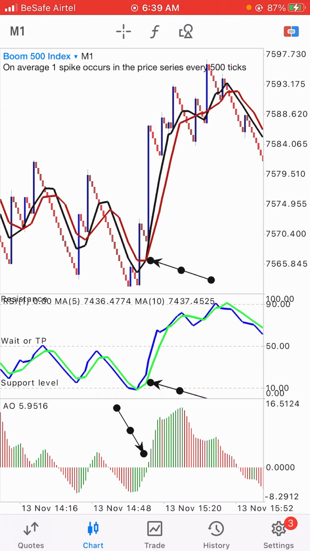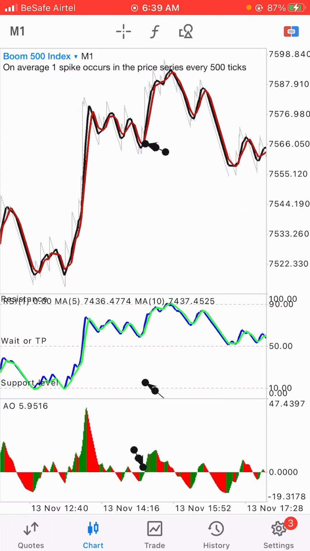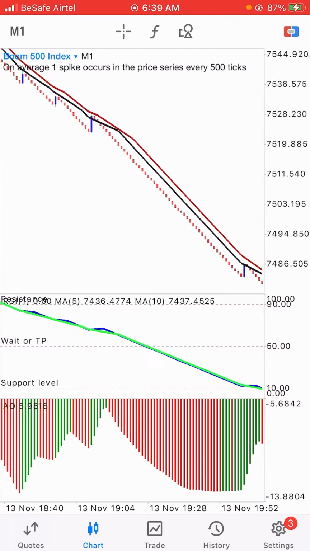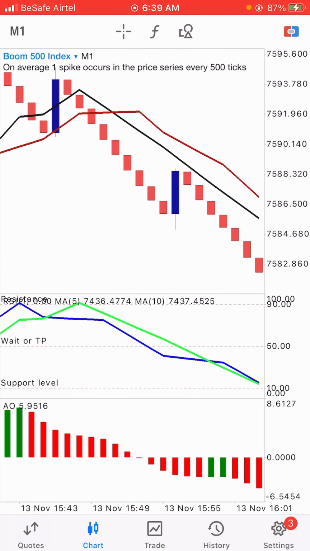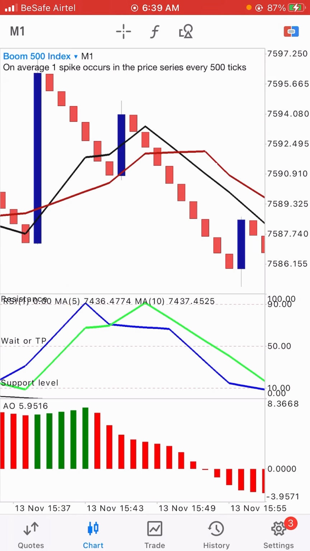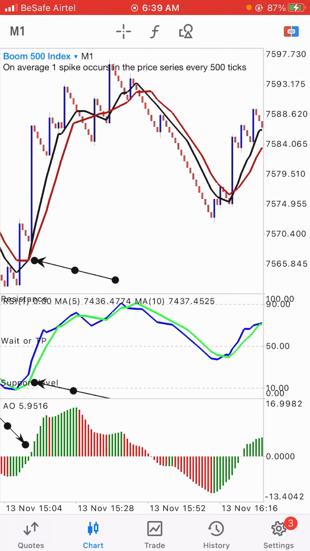One of the questions I see in my comment section is, what zoom level should we use? I think this is the normal zoom level. You can use any zoom level of your choice, and if you are testing this strategy, you should be able to test this and know what zoom level will work for you. For example, I can't use this particular level that I am now. I can't use this. I'd rather go down, and I will use this particular level.